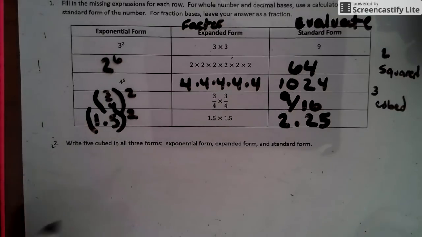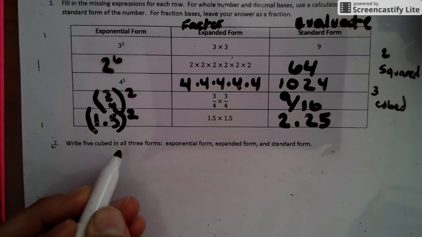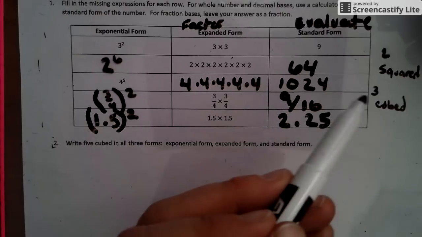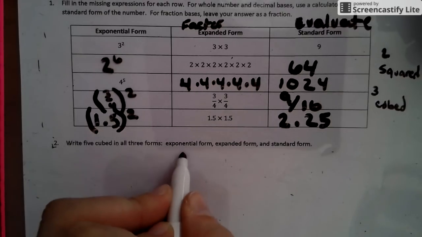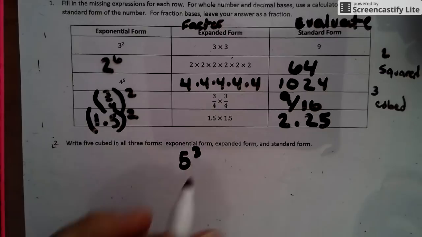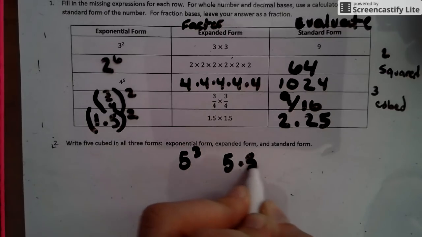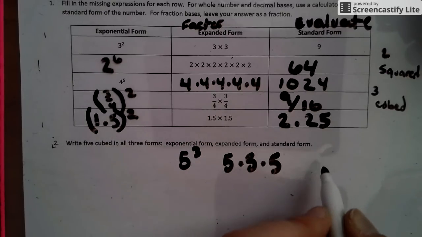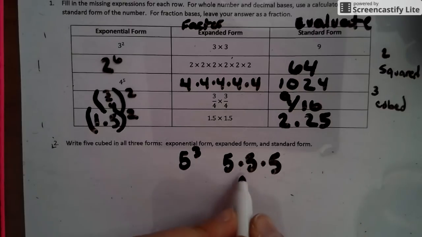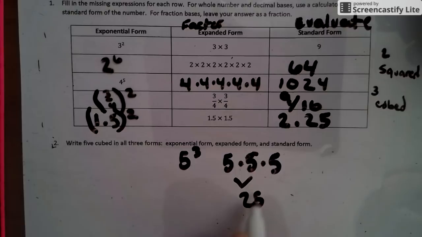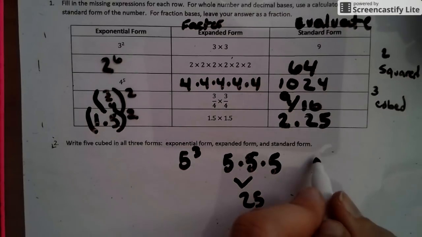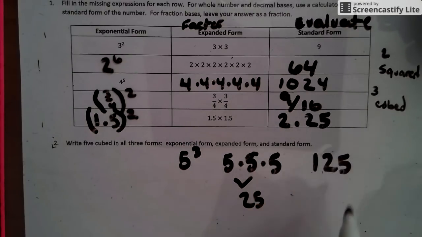So if we're looking at this question right here, it says 5 cubed in all 3 forms. Now, if we look over here, cubed was 3. So in exponential form, 5 to the third power. Expanded form would be 5 times 5 times 5. And standard form would be the actual answer when we do the math. So 5 times 5 was 25. And think about money. 5 quarters was worth $1.25, but we don't have a decimal. So that would be the 3 forms of that.